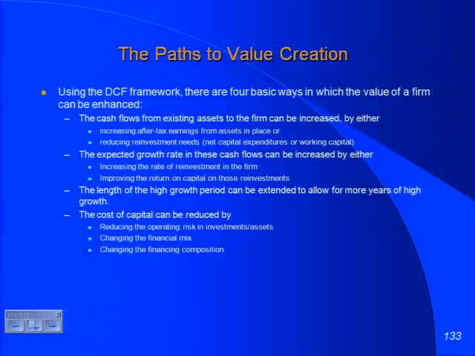Remember, we said there are 4 pillars on which every value rests. The first is cash flows from existing assets. The second is the expected growth rate in those cash flows. The third is how long you can maintain high growth. And the fourth is the cost of capital. Every valuation rests on those 4. So if you're going to change the value of your company, you've got to change one or more of those 4 variables. You can try to increase your cash flows from existing assets by either running your business more efficiently or reinvesting less to keep the existing business going. You can try to grow faster by either reinvesting more or reinvesting better. You can try to keep your growth going for a longer period by building on competitive advantages, or you can try to reduce your cost of capital.